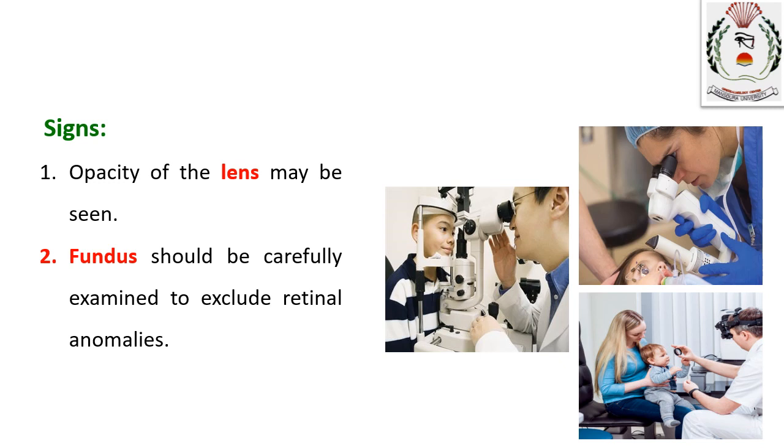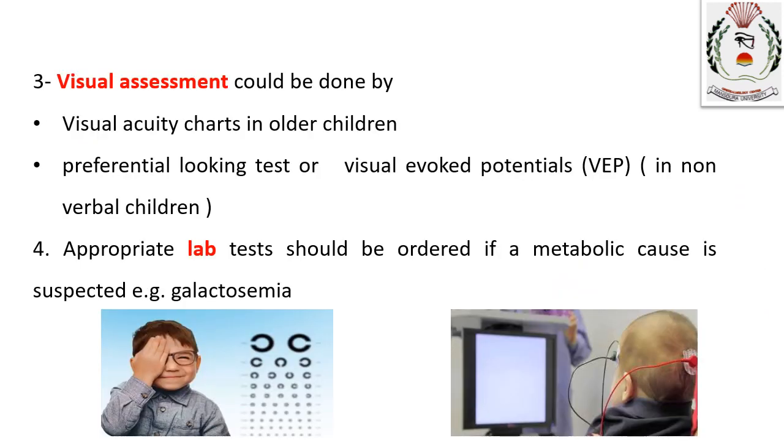Then we start to examine the child. We may examine the child on a slit lamp as an adult, like this picture, or we may need to examine the child under anesthesia, like this picture, when the child is uncooperative. On examining the child, we can see opacity in the lens. There is cataract or opacity in the lens. We have to examine the fundus if it can be examined, to exclude any retinal anomalies. Sometimes the fundus cannot be examined due to the dense cataract.